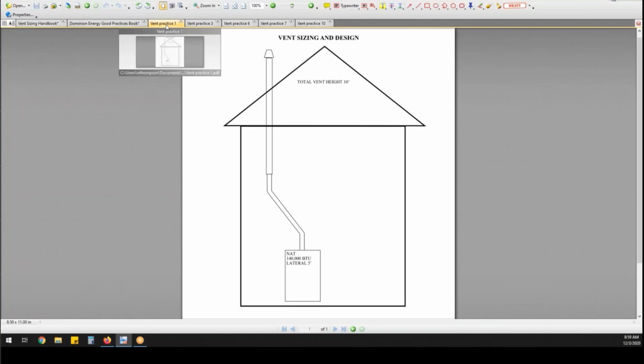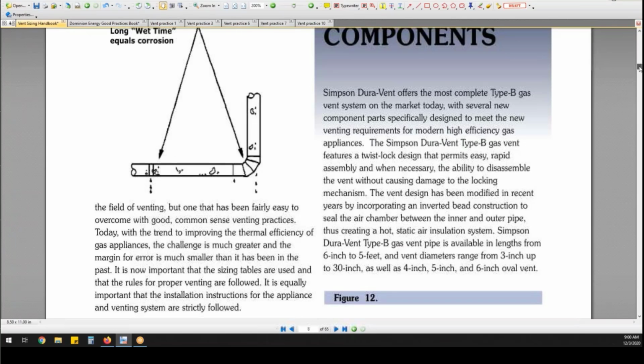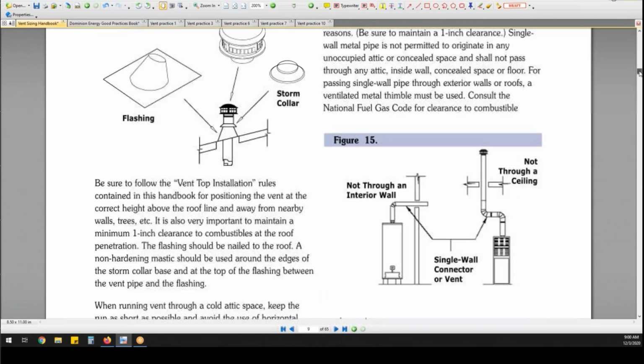I'm still not understanding the connector stuff. Okay. Can I ask a couple more questions? Yes, ask away. This book that I had you read has got some great examples.